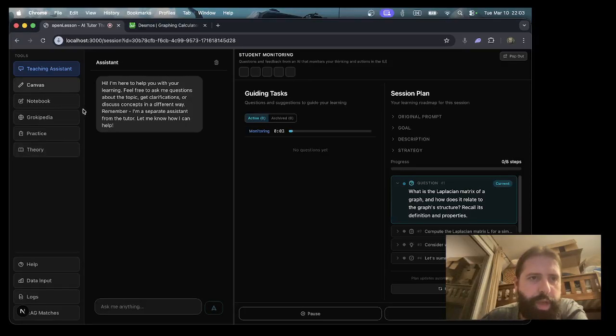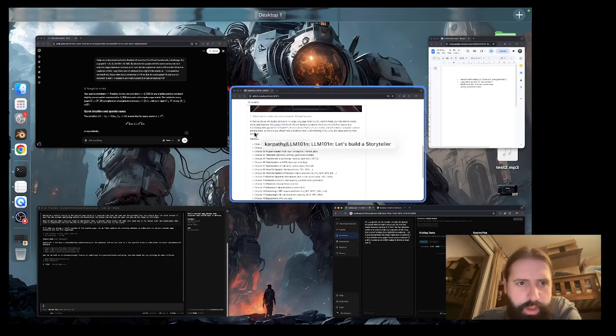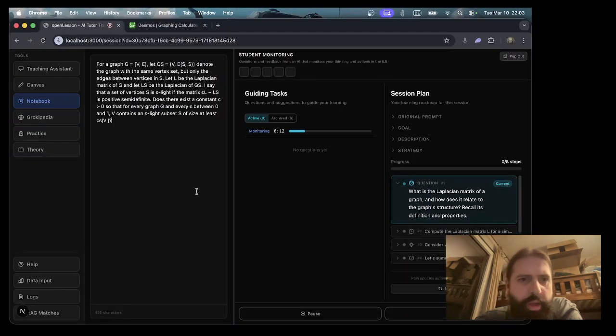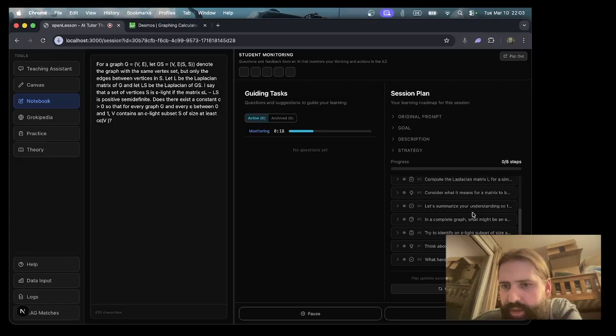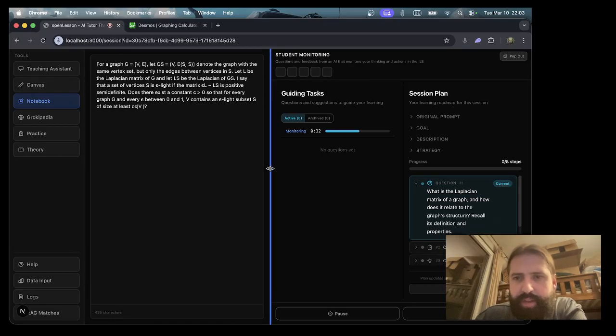So we have our notebook here. And is it taking slowly because of these? I guess it's thinking. So we are now recapping what the Laplacian matrix is. It's my mistake that we're starting from scratch because I had actually done this before, but we regenerated the plan. Anyway, let's get started.